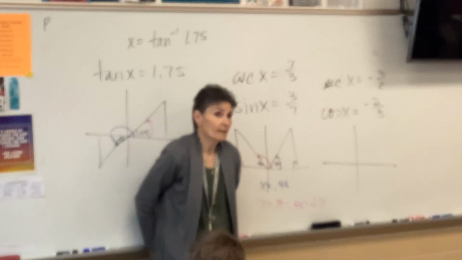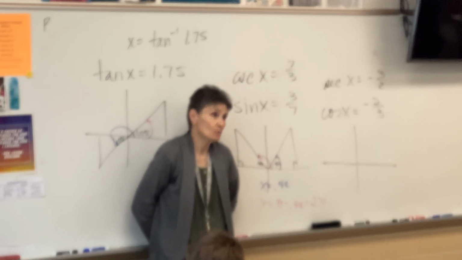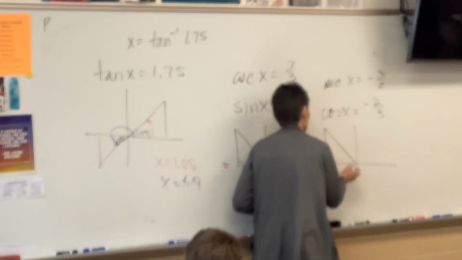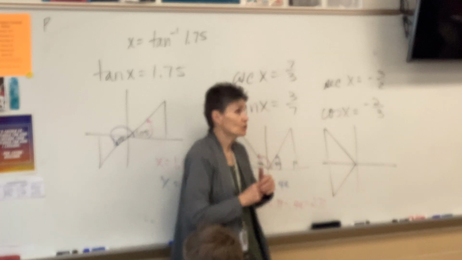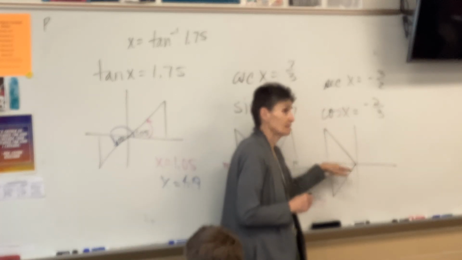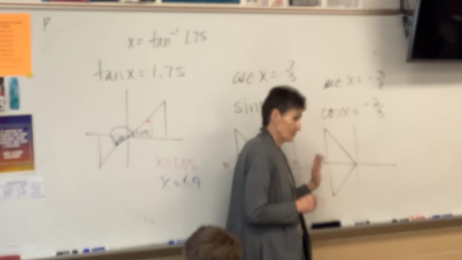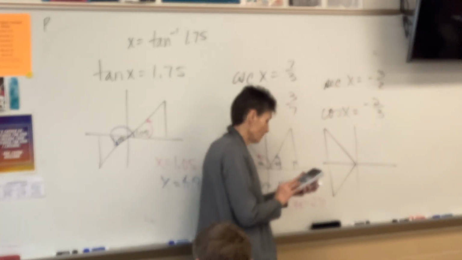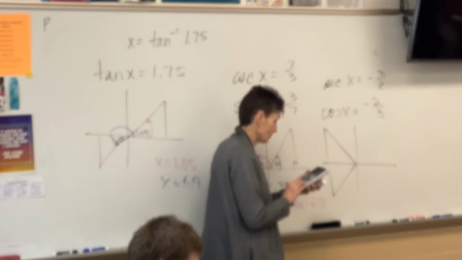Now, before I go anywhere on my calculator, I need to think about where the cosine is going to be negative. Cosine's going to be negative in quadrant 2 and quadrant 3. Because again, cosine is associated with x, or adjacent, and if it's negative, it's over here. Okay? All right, so now I'm going to go to my calculator, and I'm going to do second cosine negative 2/3.